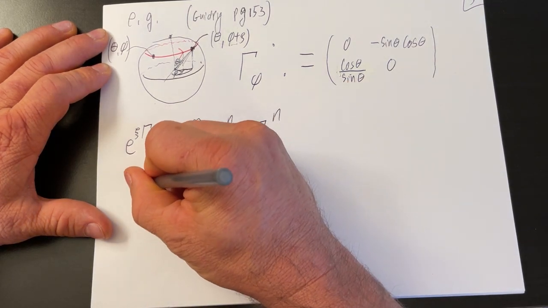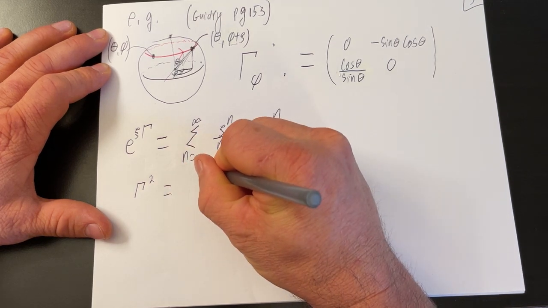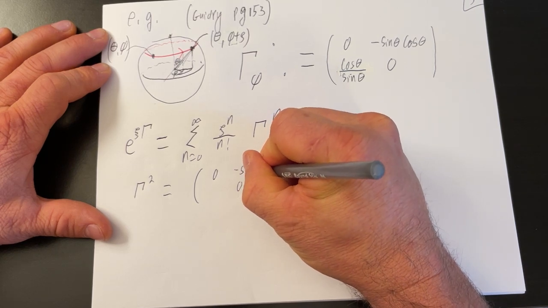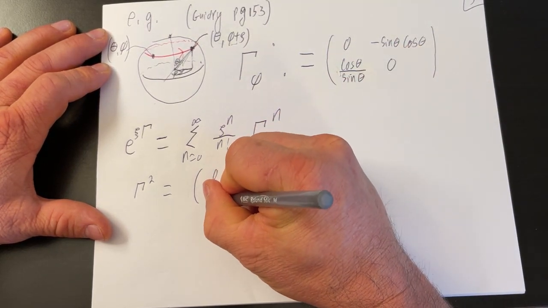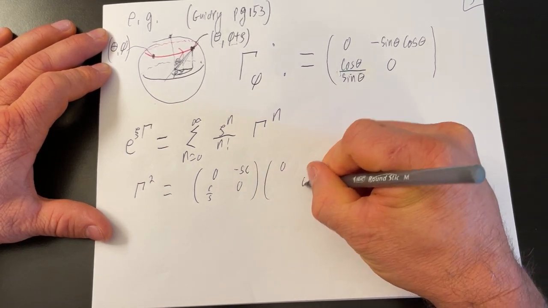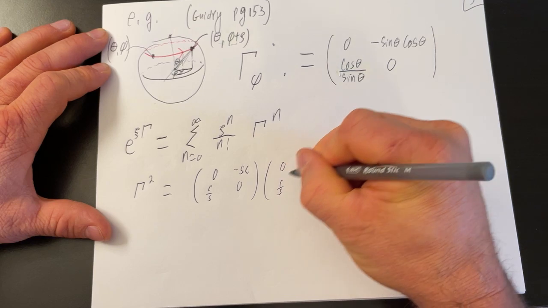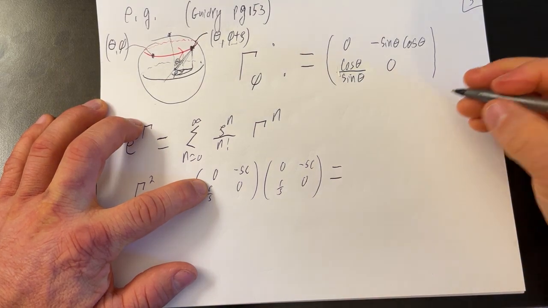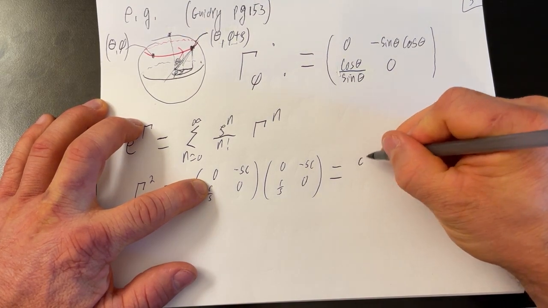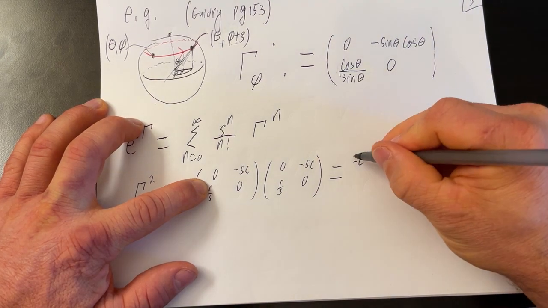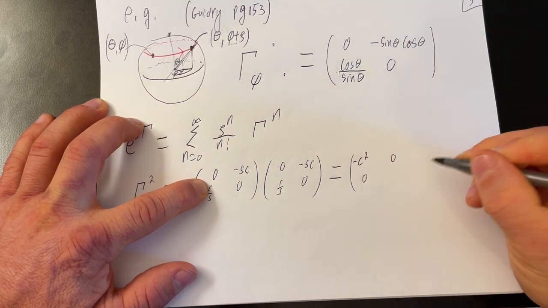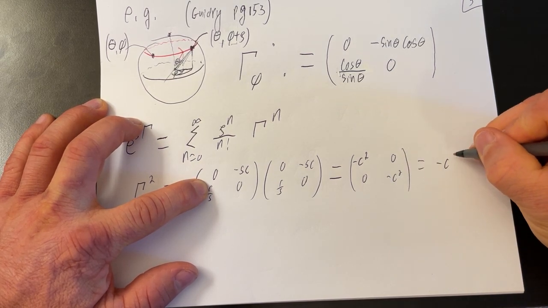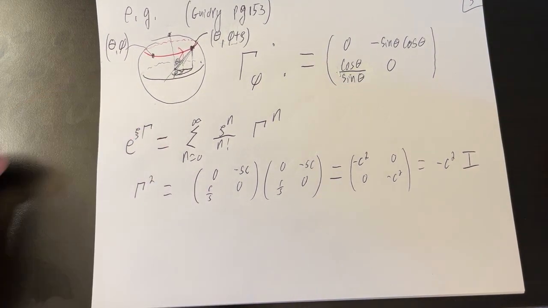Let's figure out what gamma squared is. Just to be concise, I'm going to make the components just be SC for sine cosine, and C over S, 0, 0, negative SC, C over S. So multiplying, we've got negative SC times C over S. That is C squared with a negative sign, cosine squared. The off-diagonal elements are 0, and the other is like this. Okay, so then we have negative cosine squared times the identity matrix.